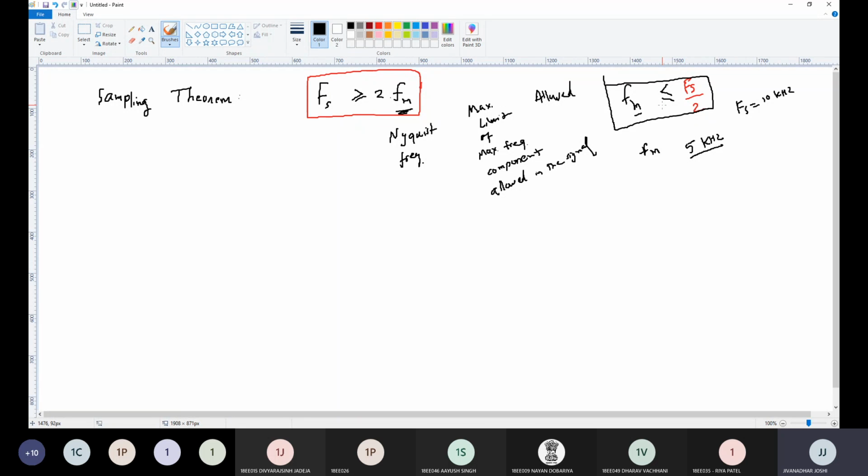FM should be less than or equal to FS by 2. So any frequency lesser than FS by 2, that is 5 kilohertz, is allowed. So alternatively, can I say that any frequency higher than 5 kilohertz is not allowed? Say yes or no. Yes, sir.